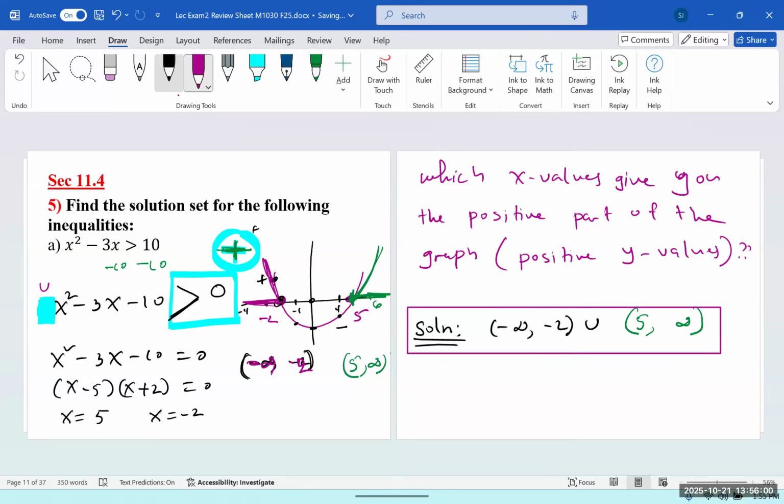So main steps, what are we doing? First, solve for x. So bring everything to one side if you don't have it already. Then set it equal to 0, solve for x. Those are the x-intercepts. Once you have your x-intercepts, graph it, and then see which x values give you whatever they are looking for.